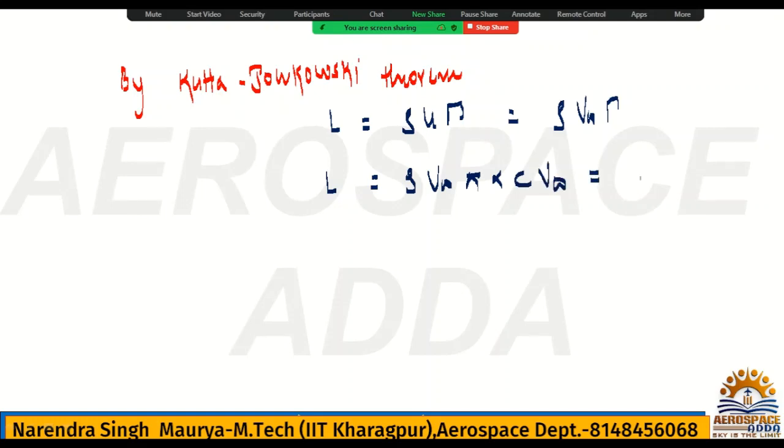So what is the lift? Lift is nothing but pi alpha c rho V infinity square. This is the lift. This is a very, very important result.